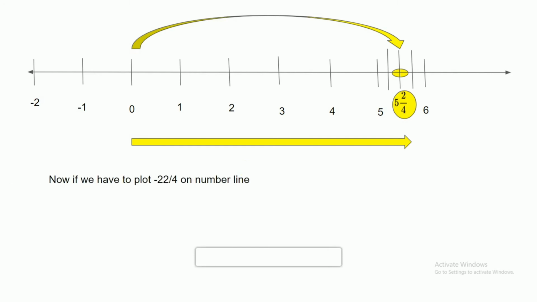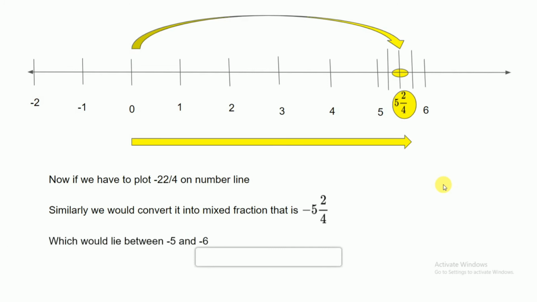Now if we have to plot minus 22 by 4 on the number line, then we would just convert it into the mixed fraction again. This time it would be minus 5 and 2 upon 4, and of course it would lie to the left hand side of 0. We would extend our number line.